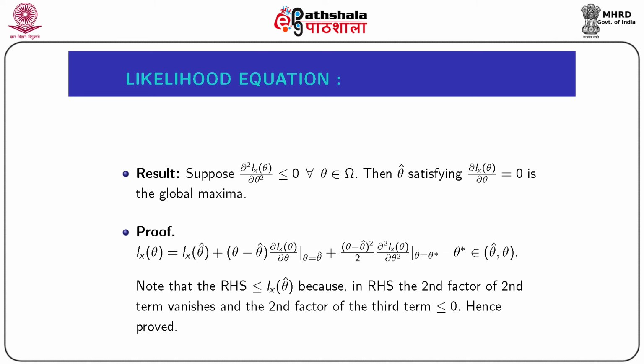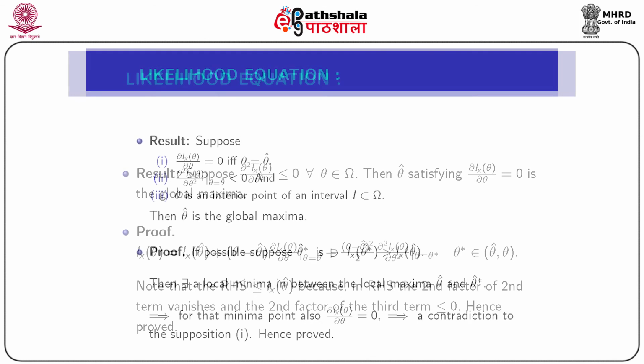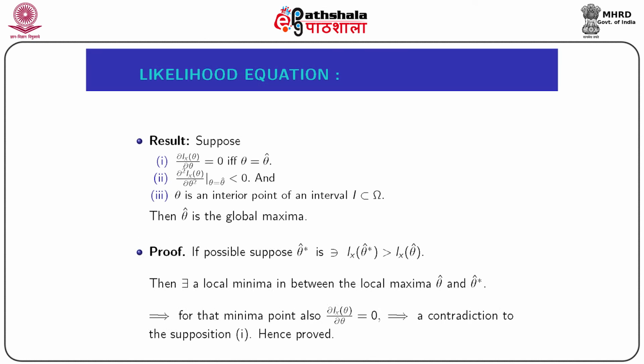Naturally, it is nothing but Taylor's theorem. Note that the right hand side is less than or equal to Lx theta hat, because in the right hand side the second factor of the second term vanishes, since at the point theta hat the first order derivative of Lx theta equals 0, and the second factor of the third term is less than or equal to 0 by the given condition of the result. Hence, we can realize the above result. Next we go to another result.